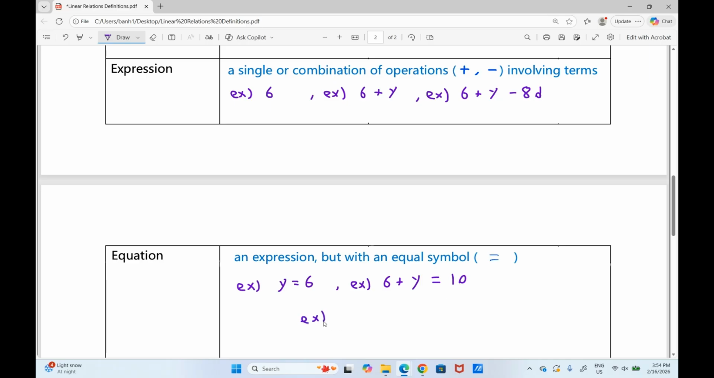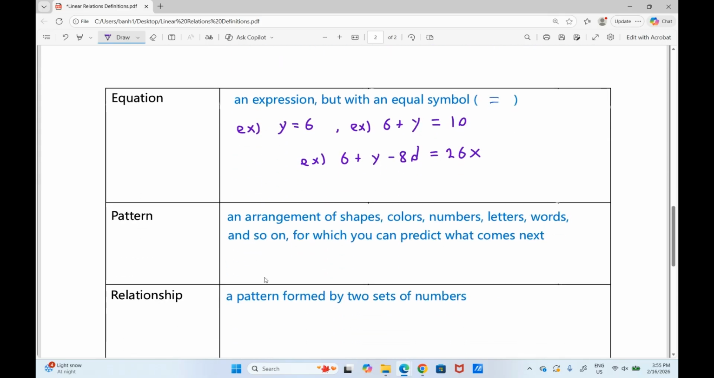And if I had 6 plus y minus 8d, that's an expression right now. As soon as I add an equal sign or symbol, and then I write something down, let's say I write 26x. Now that's considered to be an equation.